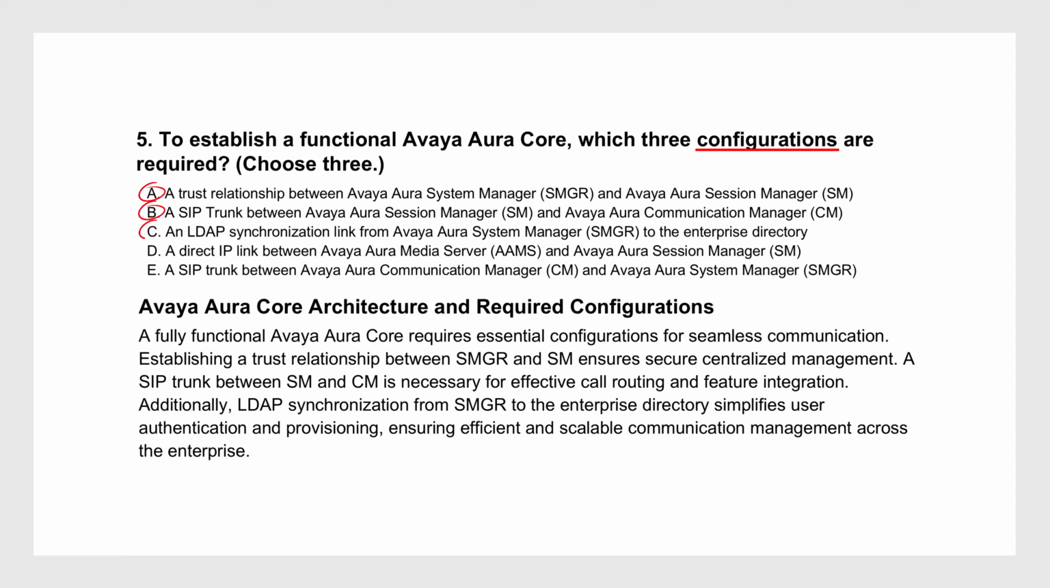Now let's move on to that last key configuration, LDAP synchronization. What's the big deal about syncing Avaya Aura with the enterprise directory? So LDAP synchronization is all about connecting Avaya Aura to the company's central directory, where all the user information is stored. It's like giving Avaya Aura access to the company's employee database, so it knows what their phone numbers are and what permissions they have. And I'm guessing this is super important for security and access control, right?